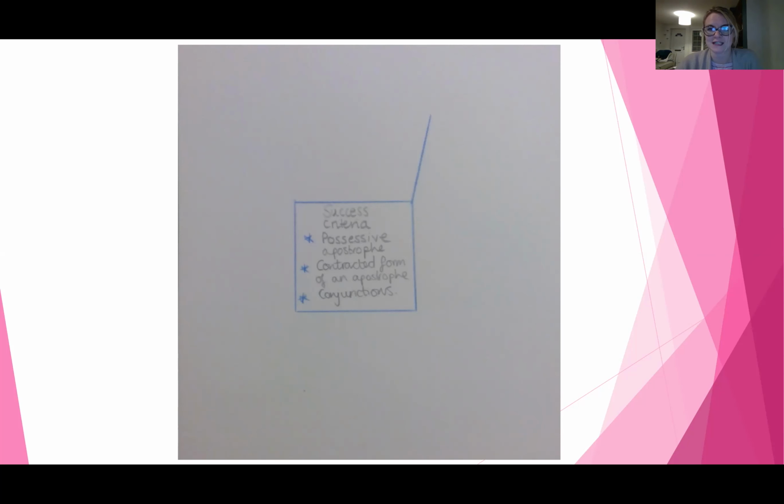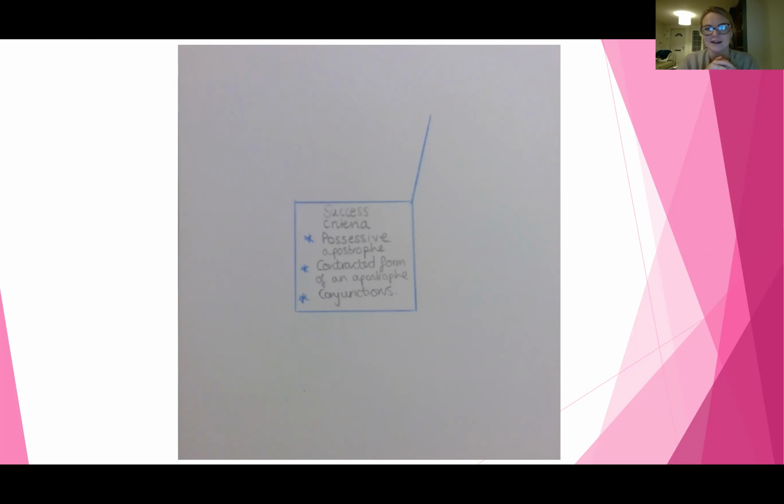So when we do our evidence maps, do you remember we write in the middle of our page what our success criteria were? So how we were going to be successful in writing our alternative ending and what we needed to remember to include. So I have put possessive apostrophes, contracted form of apostrophes, and conjunctions. So I would like you to pause the video now and draw yourself in the middle of your page, your box that has our success criteria in. Off you go.